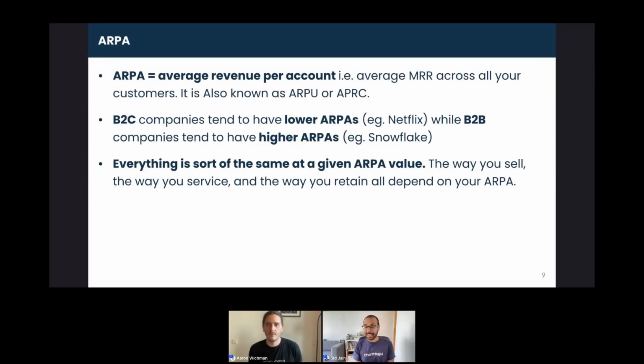Most B2C companies like Netflix usually tend to have lower ARPAs, while most B2B companies, for example, Snowflake or AWS, tend to have higher ARPAs. And the key insight that I wanted to share here is that how most businesses are structured tends to depend a lot on their ARPA. For example, if you take Netflix, you subscribe by going onto their website, where there is a self-serve motion, and you pay via card and your subscription is active. Whereas with something more like Snowflake or AWS, there is a high chance that you'll interact with a salesperson, and that's the motion they have. So the way you sell, the way you service, and the way you retain all depend on your ARPA.